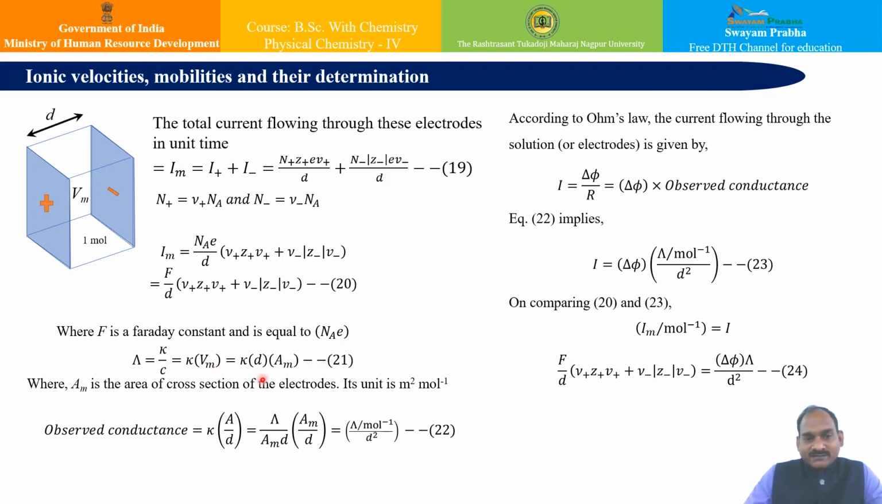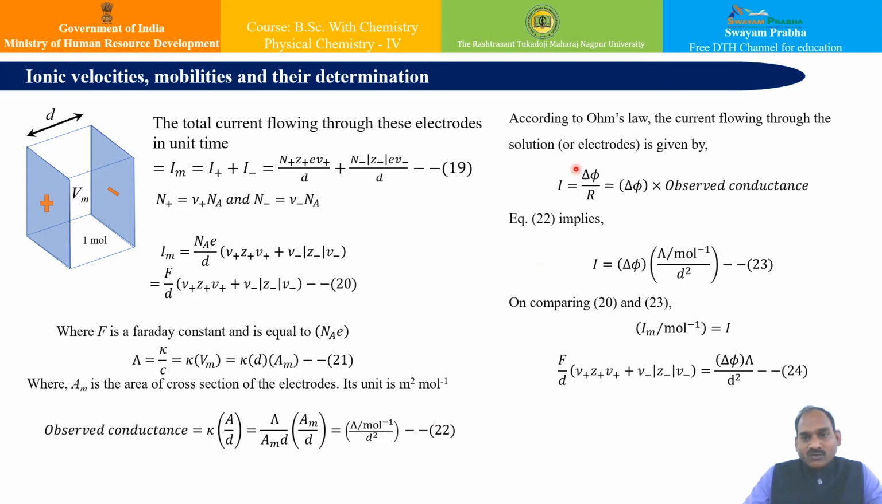I can write this as distance into area of cross section. I can very easily write this down because I know the construction of the volume, isn't it? And its unit is meter square per mole. The observed conductance is equal to specific conductance into A upon D. So if I substitute, a little rearrangement will give me this particular expression: molar conductivity per mole upon D square is the arrangement of this observed conductance.